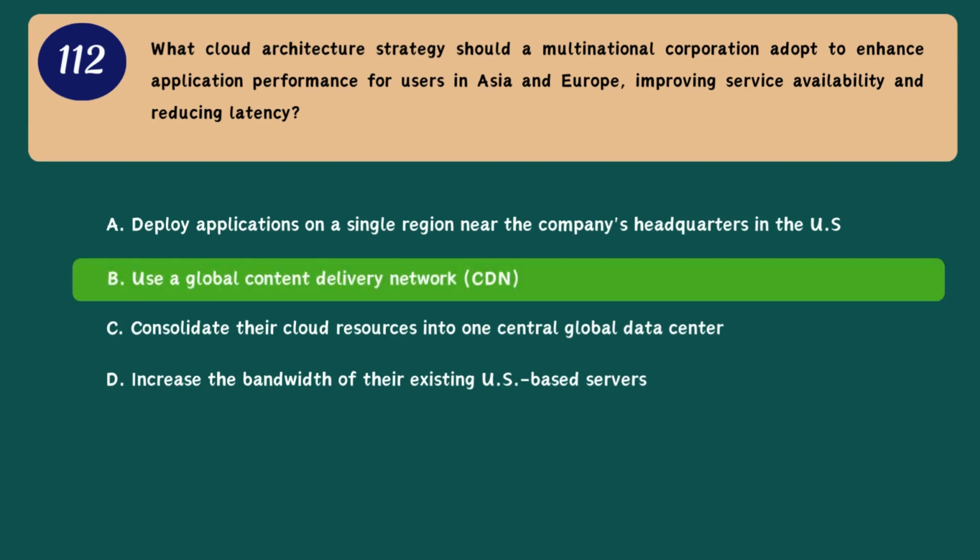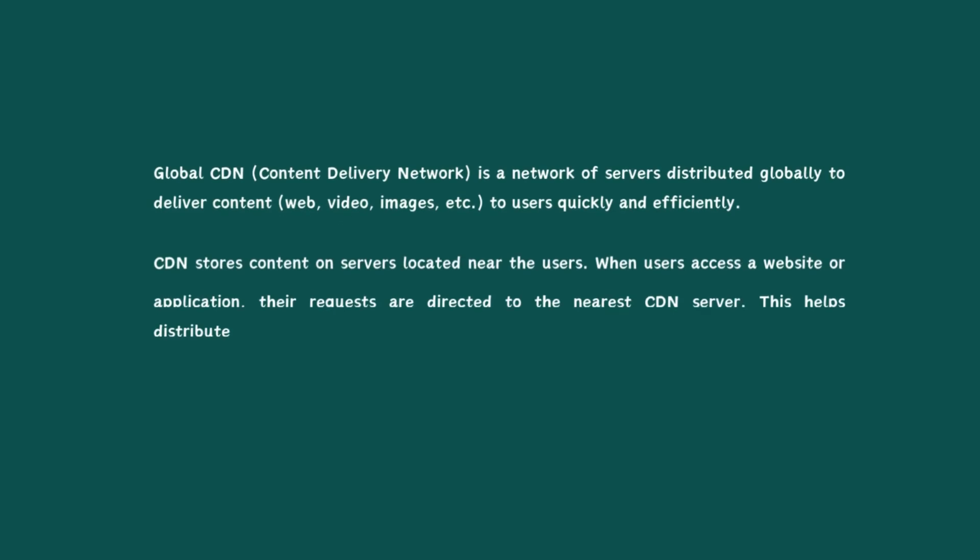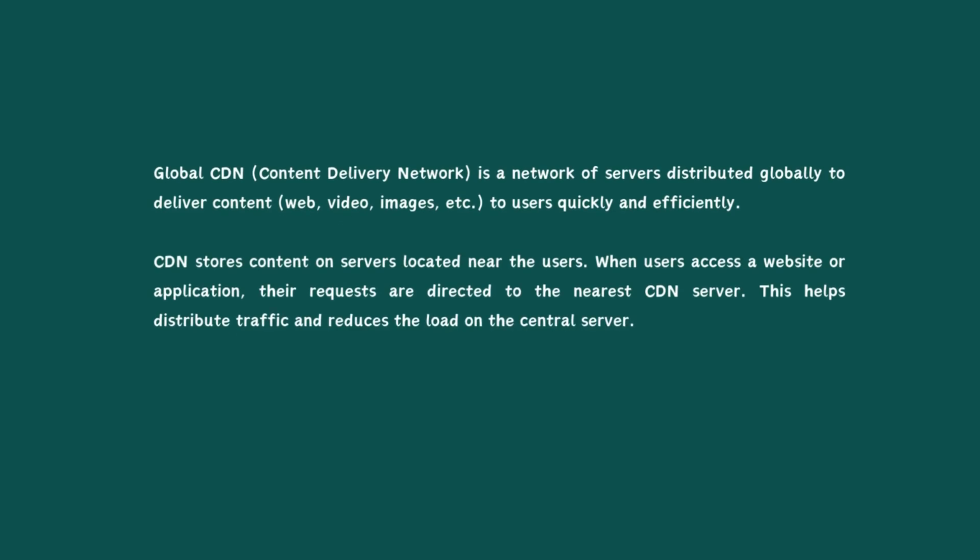Correct answer. B. Use a global content delivery network. Global CDN, Content Delivery Network, is a network of servers distributed globally to deliver content, web, video, images, etc., to users quickly and efficiently. CDN stores content on servers located near the users. When users access a website or application, their requests are directed to the nearest CDN server. This helps distribute traffic and reduces the load on the central server.